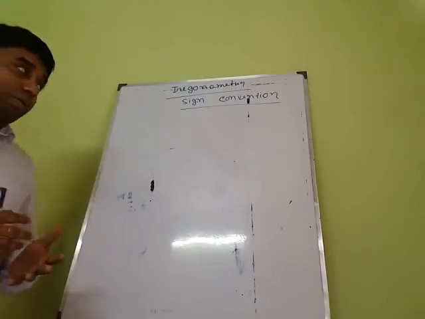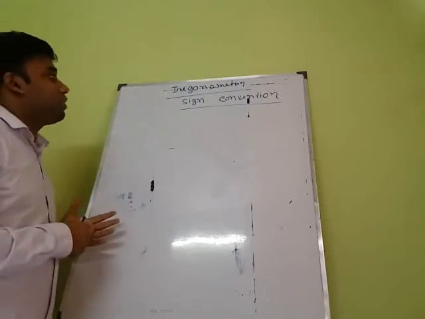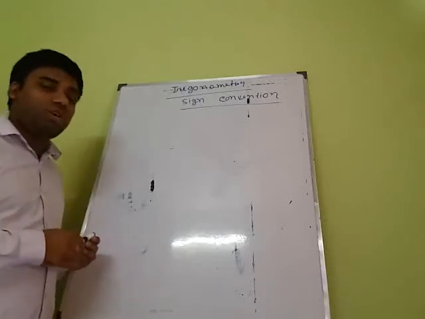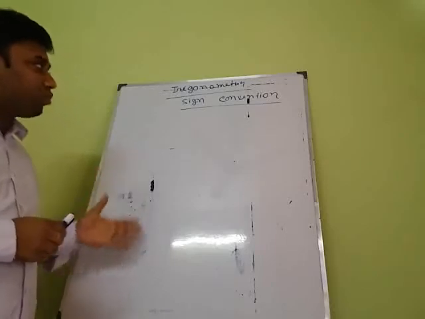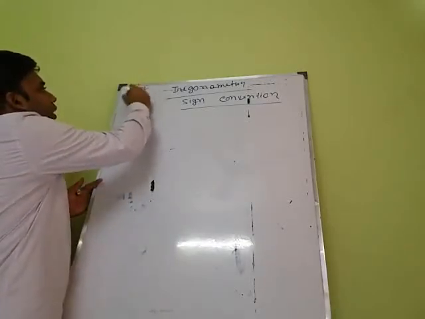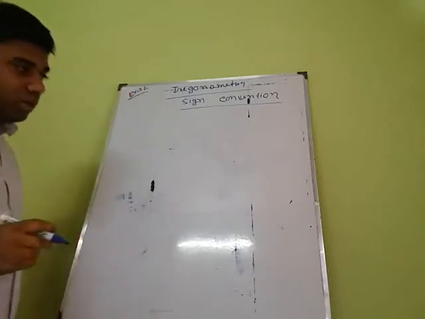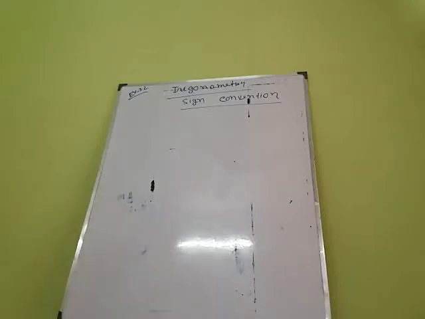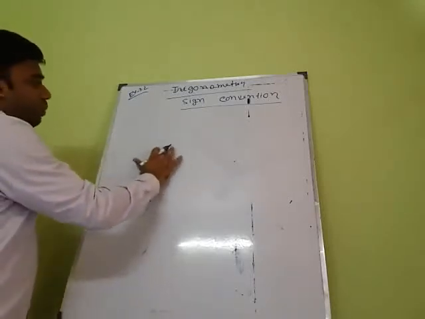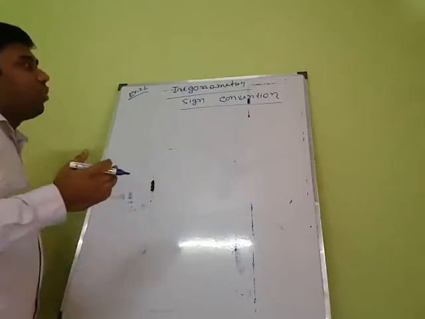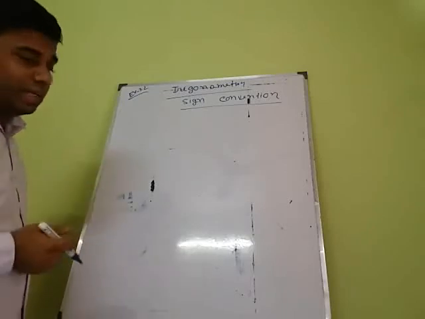Today I will teach the sign convention of trigonometric functions. In the previous video we solved exercise 3.1. Before solving exercise 3.2, we'll learn the sign convention of trigonometric functions and the values for angles more than 90 degrees, how to calculate the values of trigonometric functions of angles more than 90.